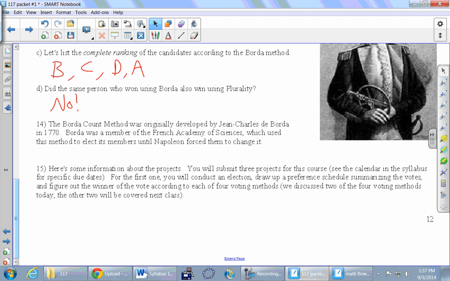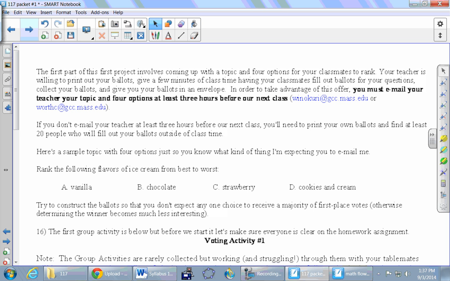With 15, can we go around in green, Jen? Thank you. What are the names of the two voting methods we discussed today? Plurality and the Borda. Those are two different ways to count the votes. We will see two more next class. Continuing around.